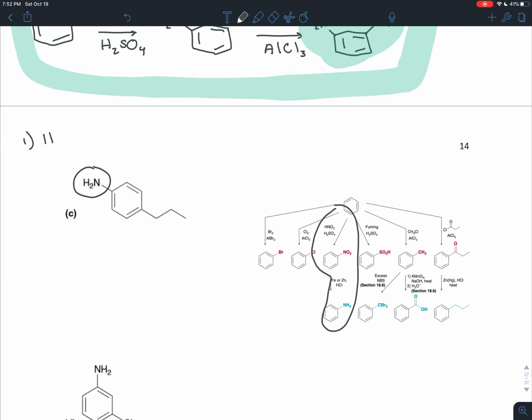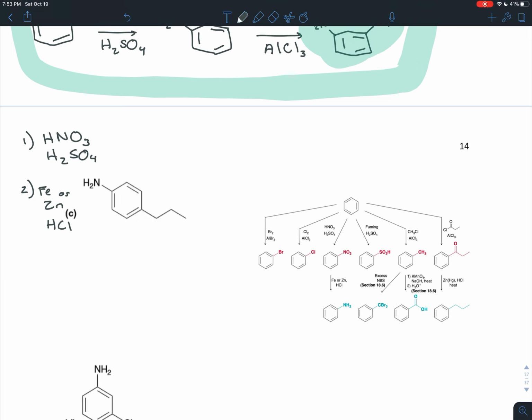First, we'll have HNO3 and H2SO4. That puts the nitro group on, NO2, and then you reduce that with either iron or zinc in the presence of HCl. So that's how we can make that branch there. The other branch, this one, is an alkyl branch, so that's Friedel-Crafts. That's going to be a Friedel-Crafts reaction.